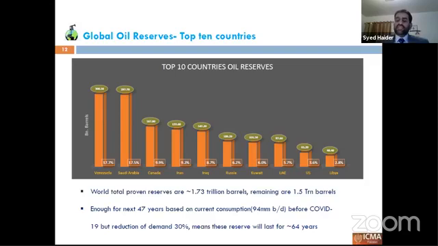And if we look at how far these reserves can go, before COVID-19 it was estimated that these reserves could last about 47 years. But with about a 30% cut in oil demand, it is now estimated that these reserves can last maybe the next 60, 65 years.